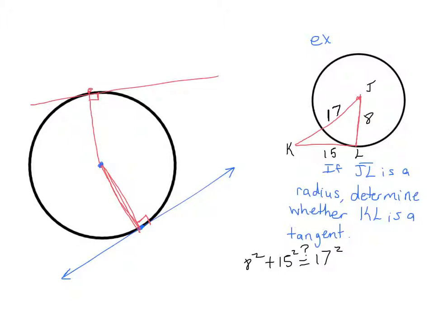So when we do 8 squared plus 15 squared, we should get 289. And when we do 17 squared, we should also get 289, which shows that the Pythagorean theorem is true, which shows that this is in fact a right triangle. Therefore, 15 and 8 are sides of a right triangle, which means that KL is tangent to the circle. So yes, it is.